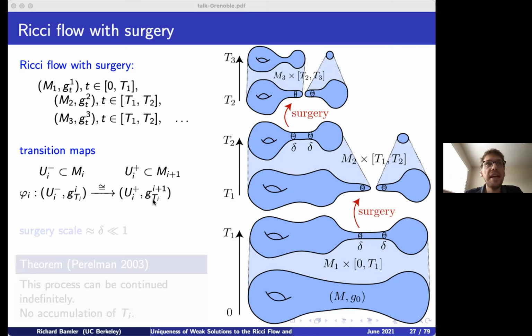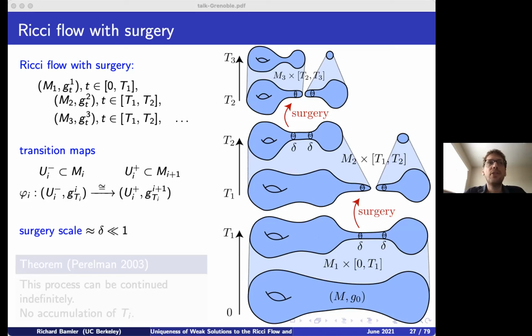And we know that if we look at the metrics before and after performing a surgery, they don't change by the surgery. So we really have an isometry between this time slice and this time slice, modulo the region where the surgery was performed. And these maps, phi, I will call transition maps. They just tell me, if I look at a point here, where is the corresponding point here, surviving into the new flow. And then also the surgery process depends on what is called a surgery scale delta.